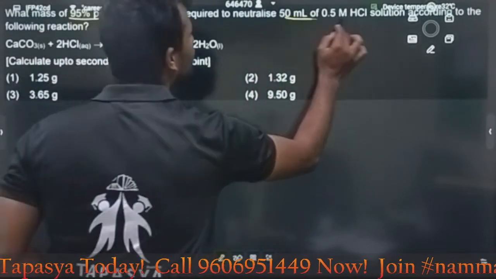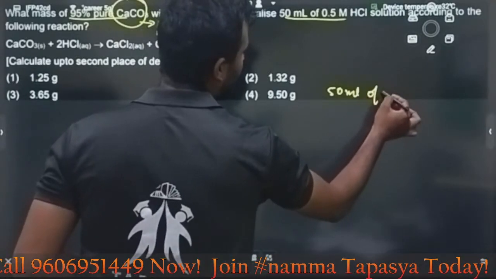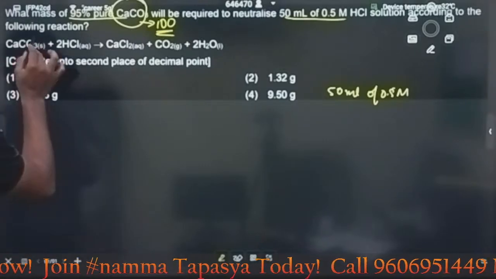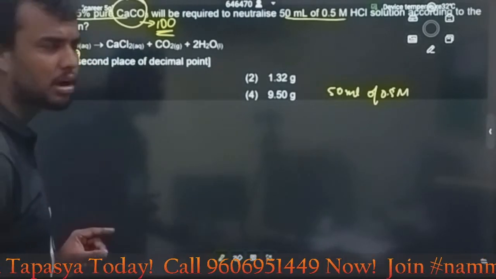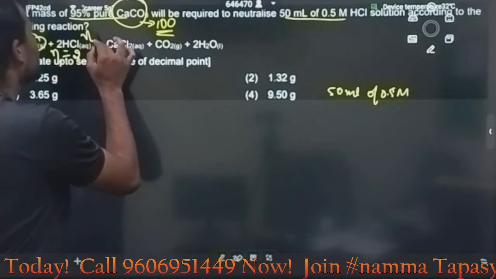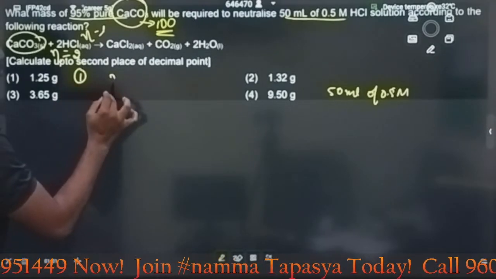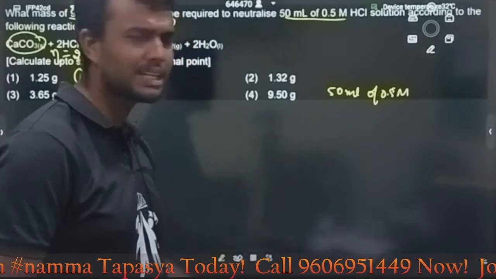Being neutralized 50 ml of 0.5 molar HCl solution according to the following reaction. My dear students, what is the n value? How many electrons are involved? 2 electrons na? N value for CaCO3. Here the n factor value is 1. Look here. 1 mole of CaCO3 requires 2 mole of HCl. Then here they are giving 50 ml of 0.5 molar HCl. Calculate the CaCO3. Very simple.